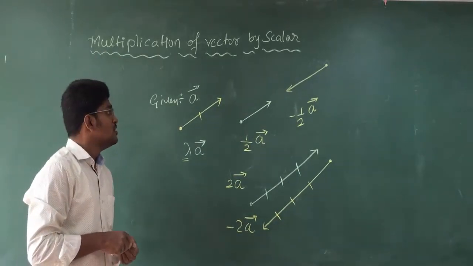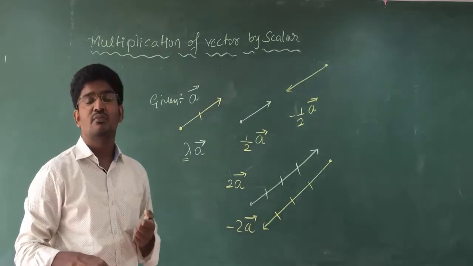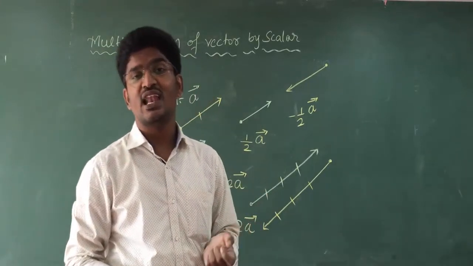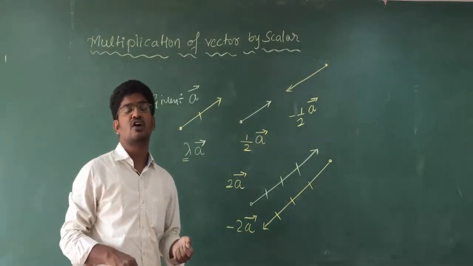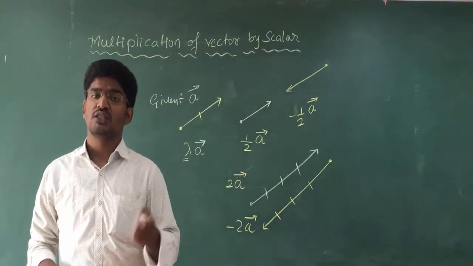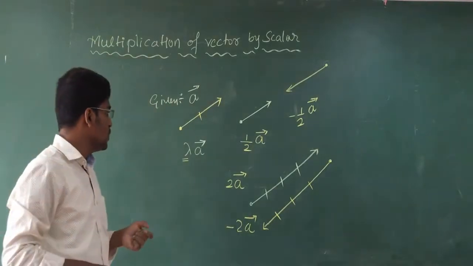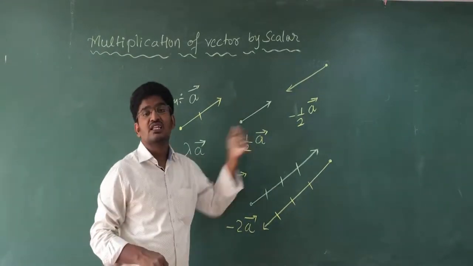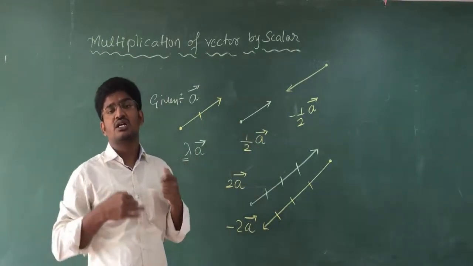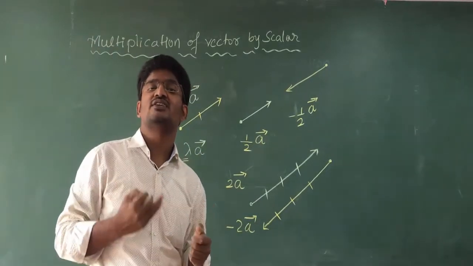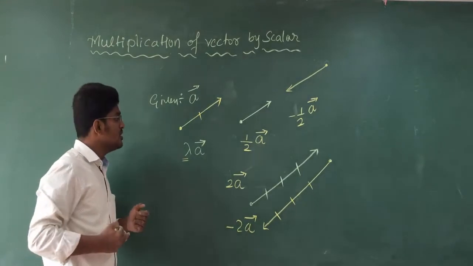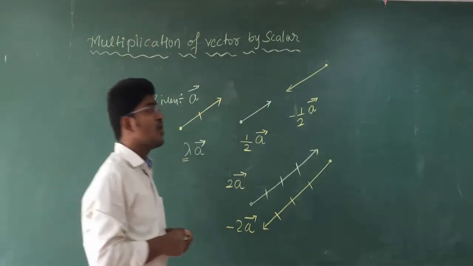Clear? So this is the multiplication of a scalar number with the given vector. Multiplication of the scalar number with a given vector gives you this. I think you have understood. If I multiply any scalar to a vector, what happens with that vector? Clear? So now, a very important thing.